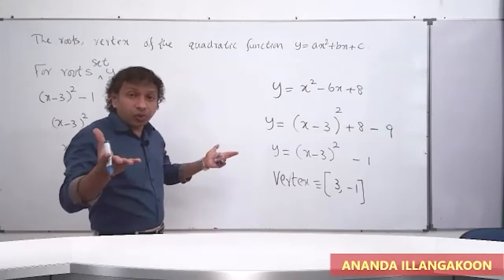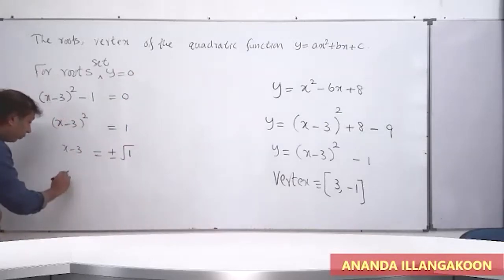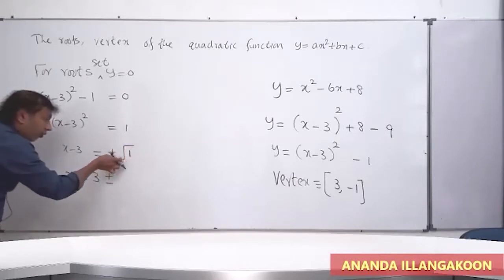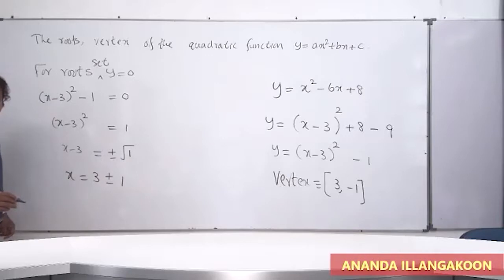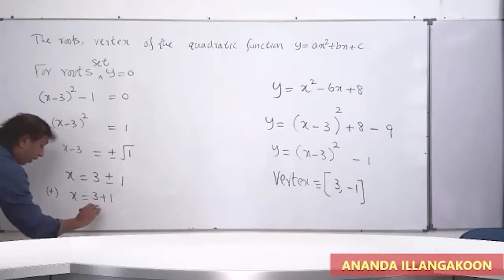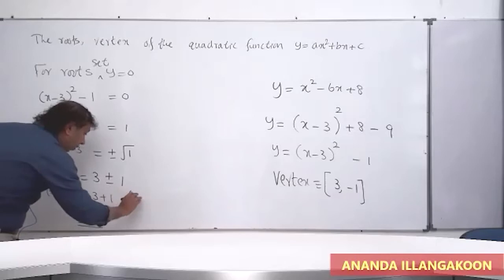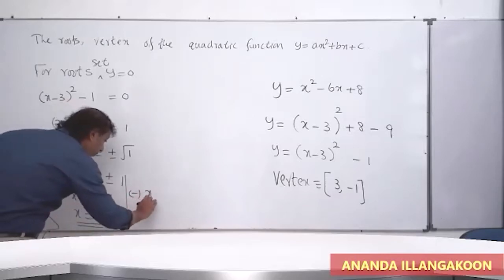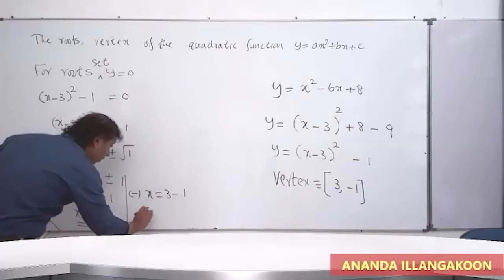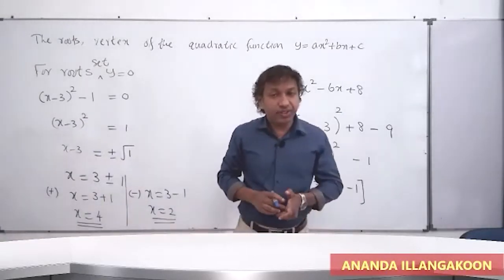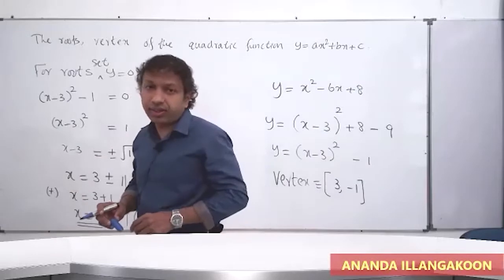Now you can bring this minus 3 to the right hand side, we get plus 3, plus or minus. The square root of 1 means nothing but 1. Now selecting this plus sign, you get the first root 3 plus 1, which is 4. One root is x equals 4. Taking the minus sign, the other root we can obtain. What is that? 3 minus 1, it is x equals 2. This is how we find the vertex and roots of this quadratic function. We did this last week. In order to remind you only, I did this here, right?